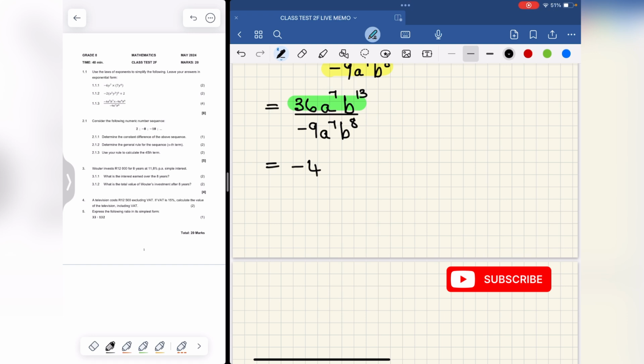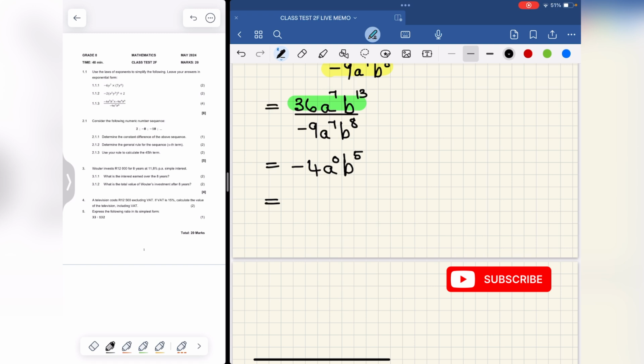Then a to the power 7 divided by a to the power 7 gives us a to the power 7 minus 7, which is a to the power 0. And then b to the power 13 over b to the power 8 gives us 13 minus 8 there, and that is b to the power 5.